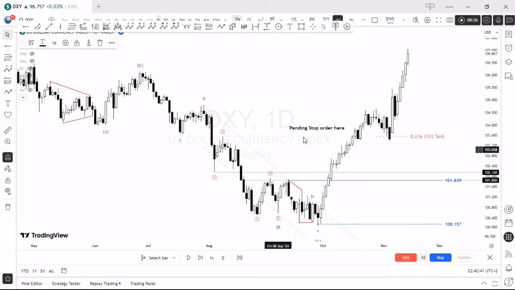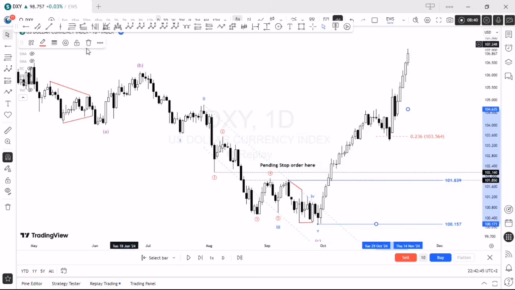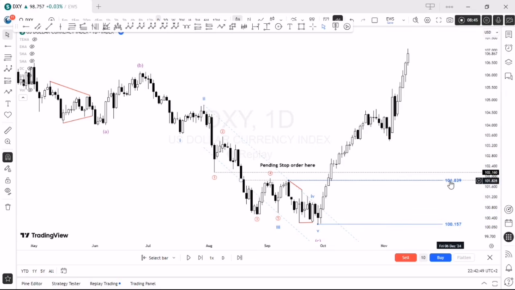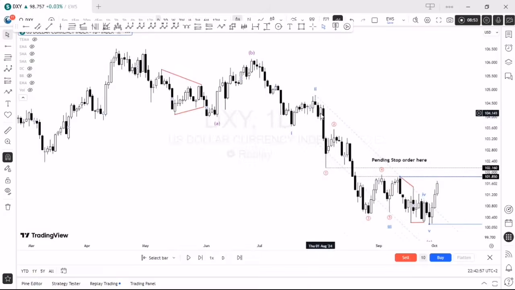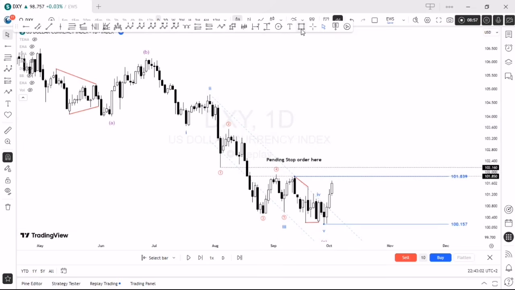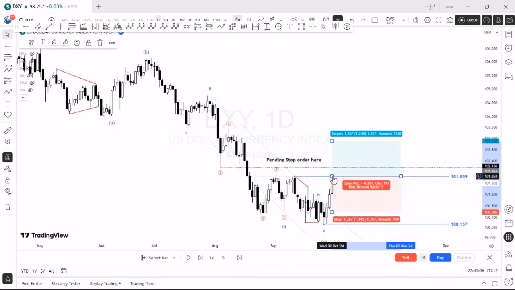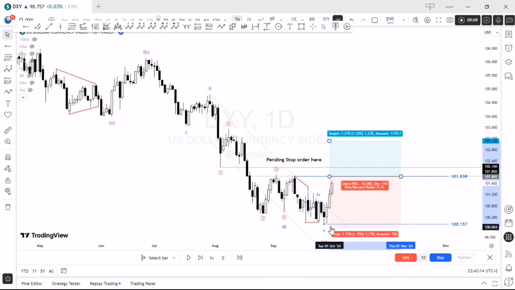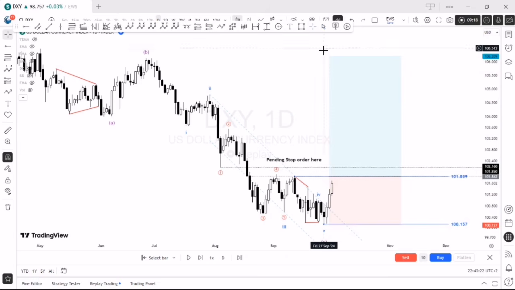So I thought pending stop orders would be a better way, specifically a buy stop order in this case at that 101.839 level. So I went back, and then I had to assess the risk. The best level for the take profit target would be the peak of wave B right there.